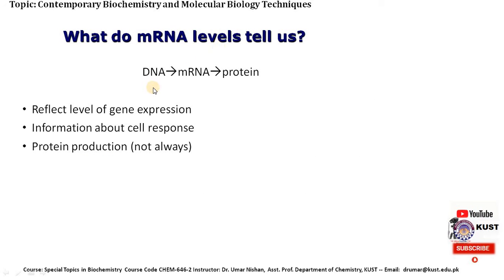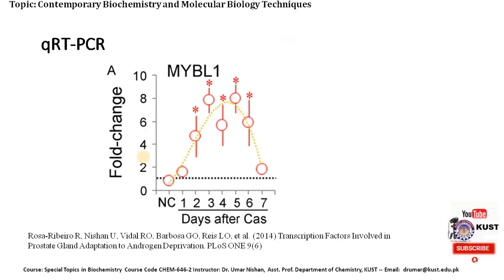Now, as you know, the central dogma of molecular biology is that from DNA we get RNA, and from that we get protein. So the messenger RNA level reflects the level of gene expression, and gives information about cell response to different types of stimuli, and protein production. Not always, because sometimes the RNA is not translated to protein, but in a lot of cases we see that the messenger RNA is translated to protein.